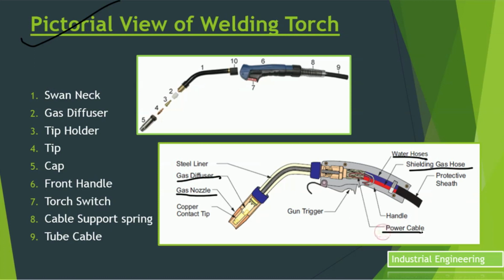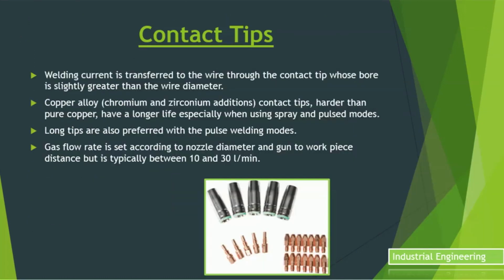The power cable carries the current at the contact tip. This one is the contact tip. The gun trigger. When we press the trigger, the electrode from the nozzle starts coming out. The steel liner. The steel liner guides the electrode towards the nozzle. Contact tip. Welding current is transferred to the wire through the contact tip.